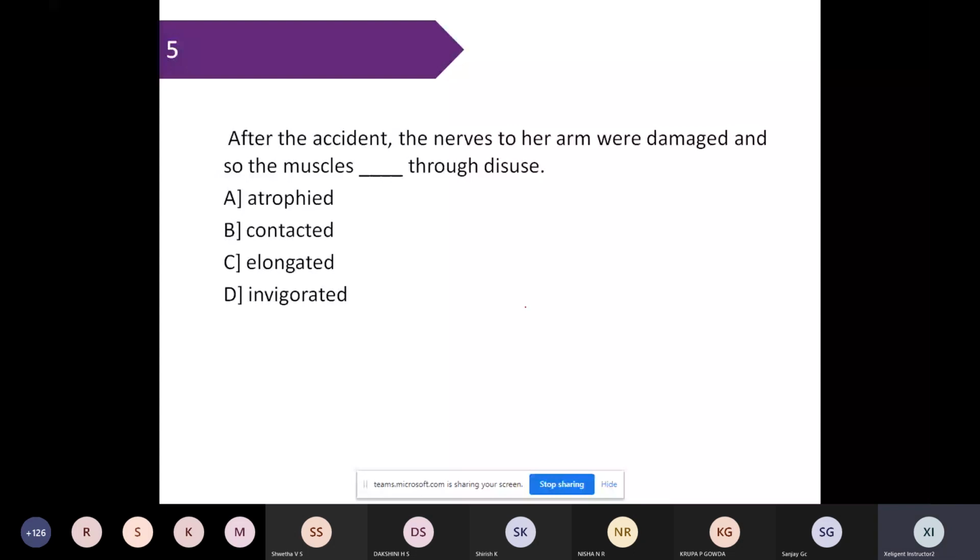And invigorated is getting energized, getting revitalized. So we need a negative word. Invigorated is a positive word. We don't want that. So you can eliminate that. Correct answer is option A, atrophy. Yes, option A is the correct answer.